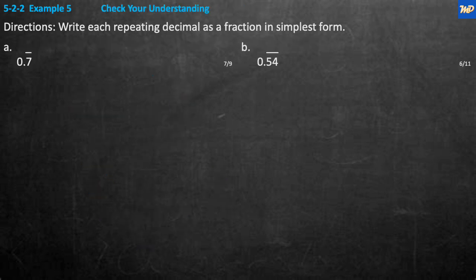Okay, example 5, check your understanding. I think this is going to be 2 slides, but that's okay. We're going to work through them. What they want us to do is the same thing we just completed. Write each repeating decimal as a fraction in simplest form. Okay. Well, let's start. Oh, this is yours. So you do it. Stop the video. And when you're done, come back and restart the video, and we'll move on from there.